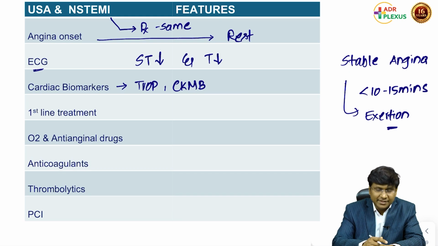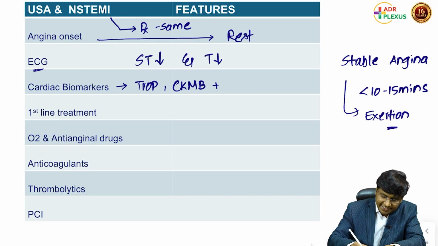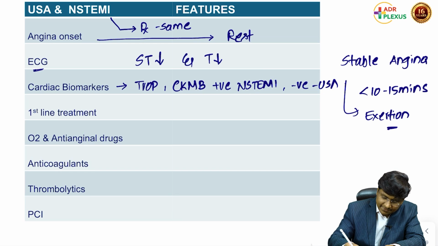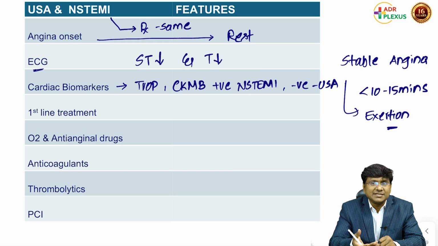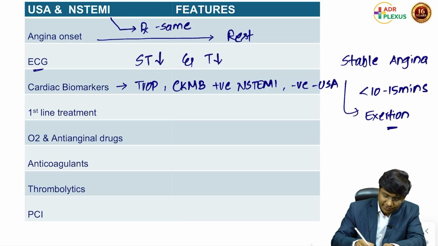So the troponin as well as the CK-MB are positive in case of the non-ST elevation MI, whereas they are negative in case of the unstable angina. Then what do you think is the first line treatment in patients with acute coronary syndrome?